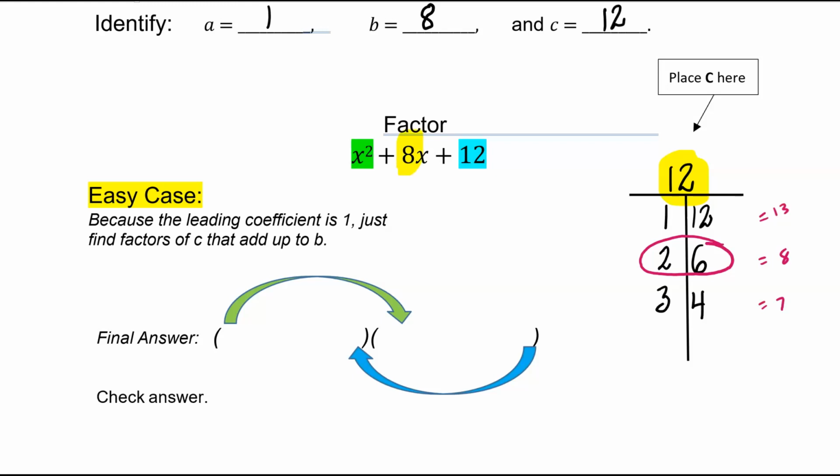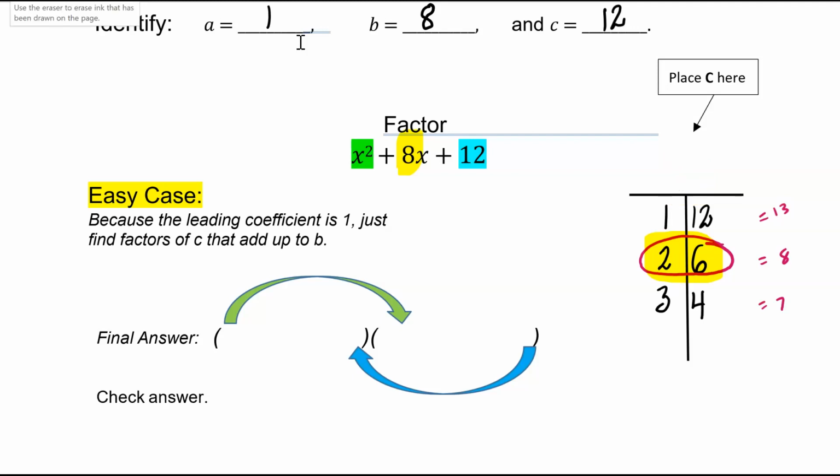Again, 2 times 6 will give us the 12 that we want, and 2 plus 6 will give us the 8 that we want. So those are the winning numbers, or that is the winning pair. So we choose 2 and 6.